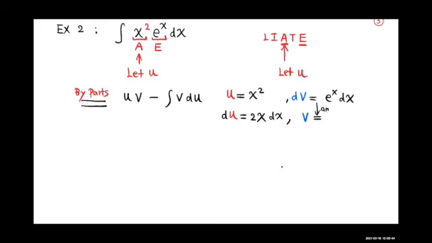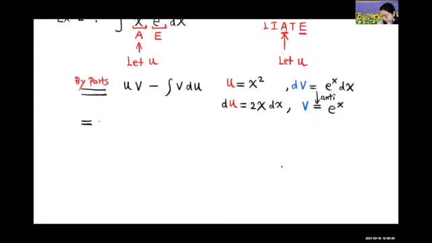Yes, e to the x, right? So e to the x. We choose the one with the constant to be 0 at the end. All right. So now we found u and v and du and dv. Now we're going to put it into the formula.